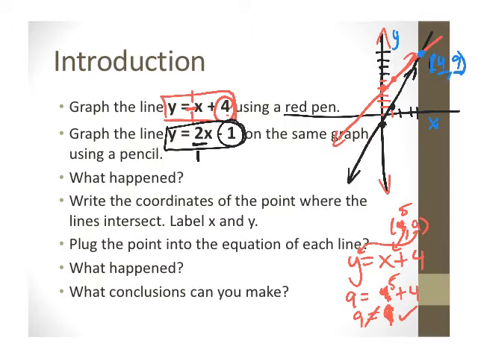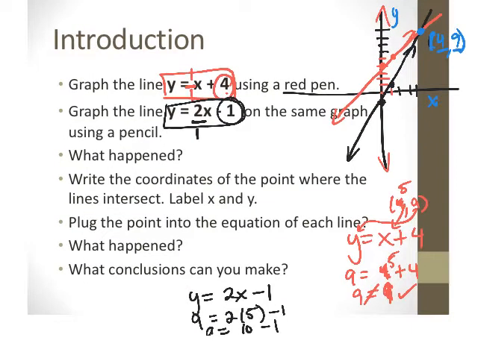And then y equals 2x minus 1. If I plug in 9 here, and I plug in 5 for x, I get 10 minus 1, which is equal to 9. So 9 equals 9. So that makes sense. So the point is actually 5 comma 9, okay?